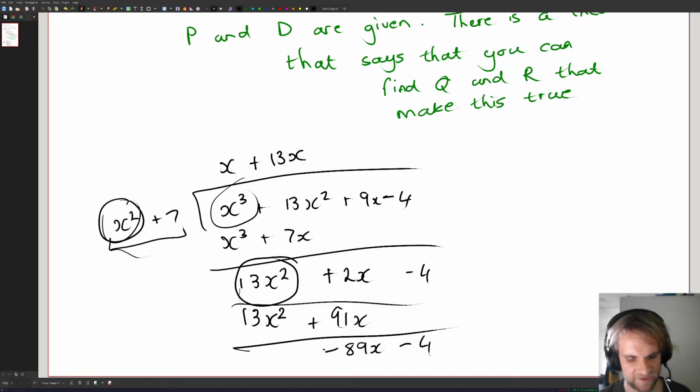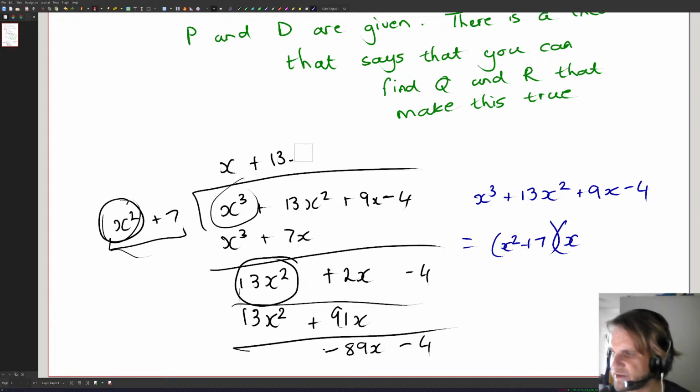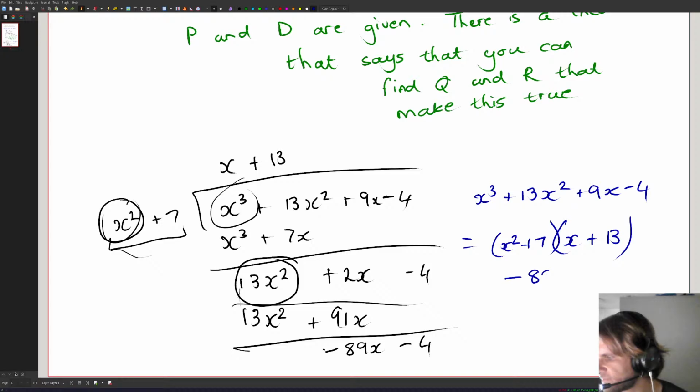And so you're then able to write down that x cubed plus 13x squared plus 9x minus 4 is equal to x squared plus 7x, it should be plus 13, sorry, and then plus this remainder. And so this is the p in this context.